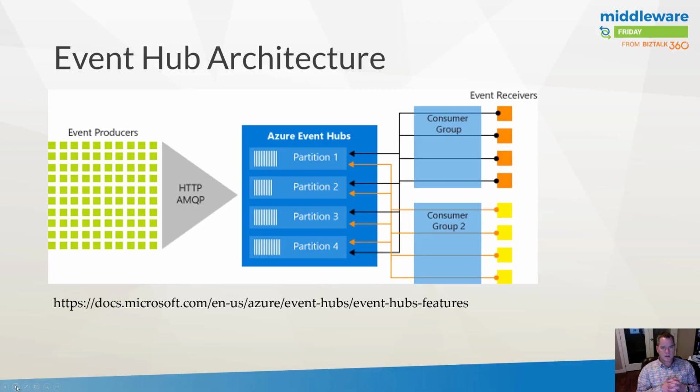Now, here is a brief overview of the Azure Event Hubs architecture. I've pulled this directly from the documentation on Microsoft.com. And for those that may not be overly familiar, I figure it was worth going through this in some detail. What we have here is event producers who are able to publish messages to an Azure Event Hub using HTTP and AMQP.